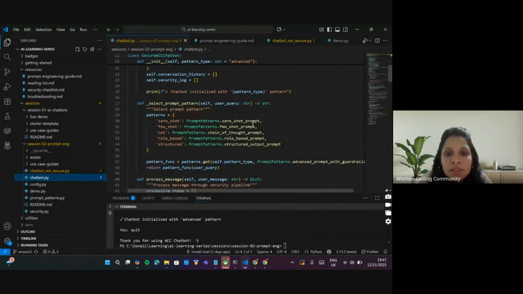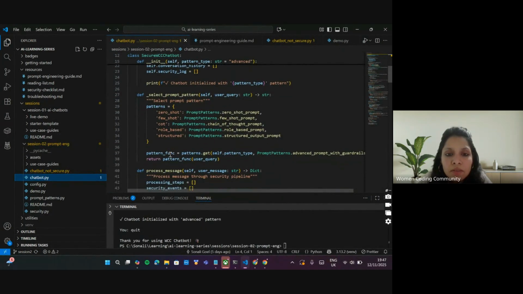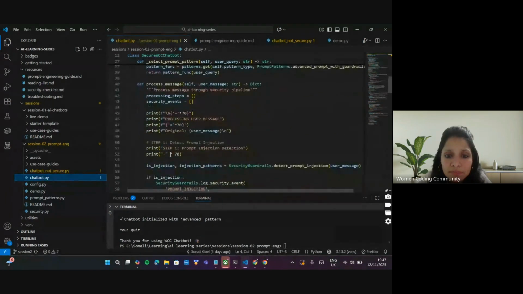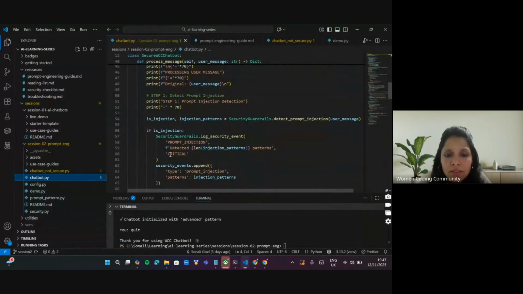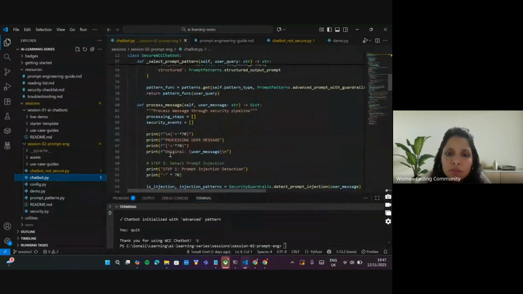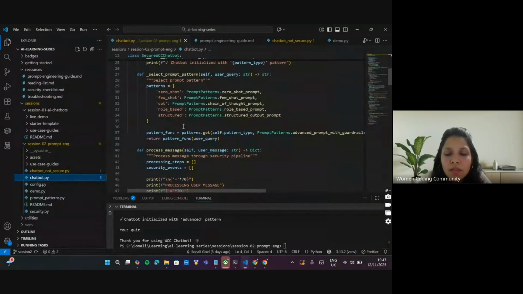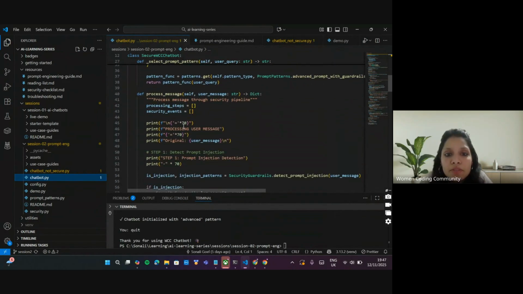So it just selects the prompt patterns. I don't think you need to do this. I think I was playing around with that, if you want to run. So you can actually do it the other way around. When you're running your prompt patterns example as well, you can run it through this secure chatbot and see what it responds. You have to play around with a lot of queries for that.